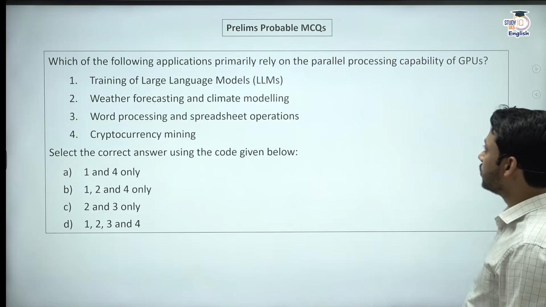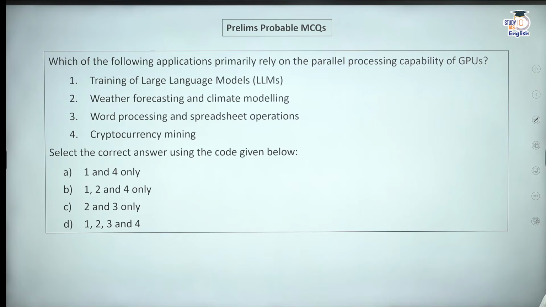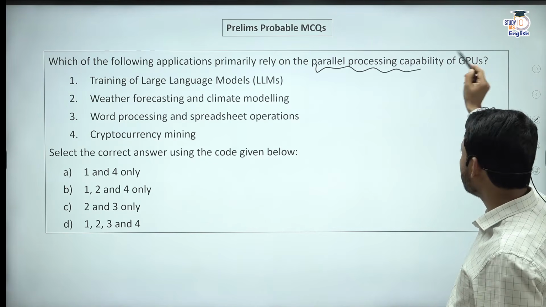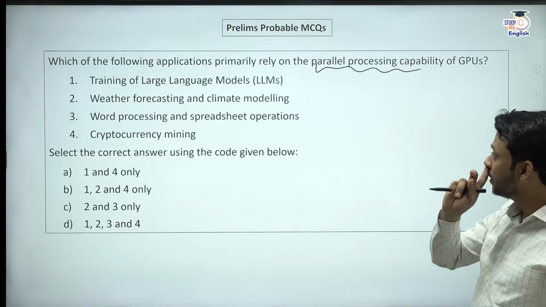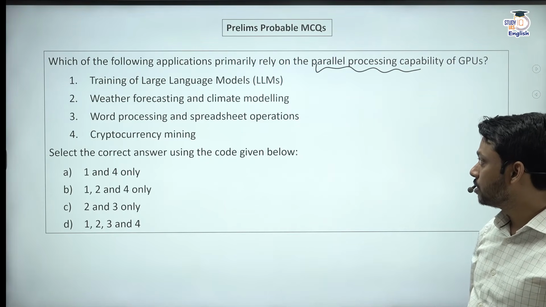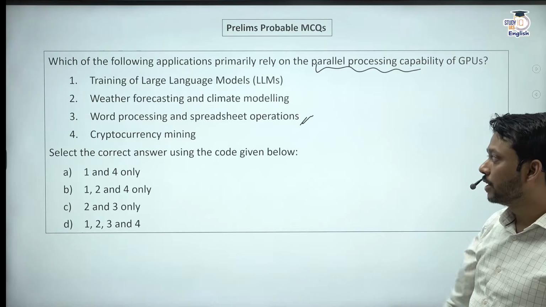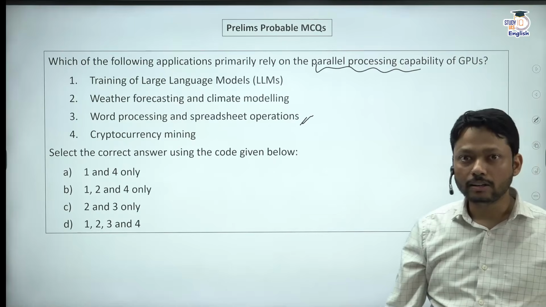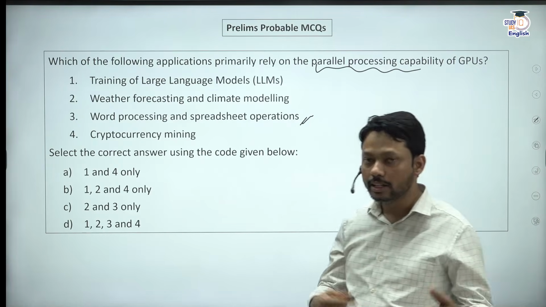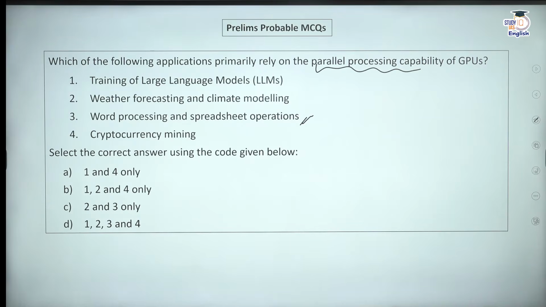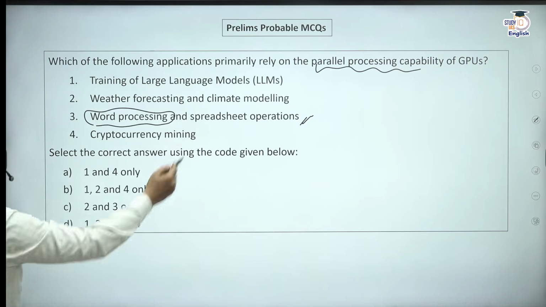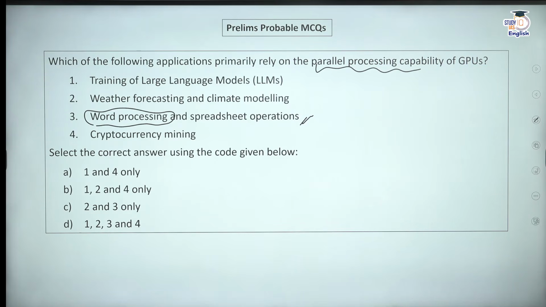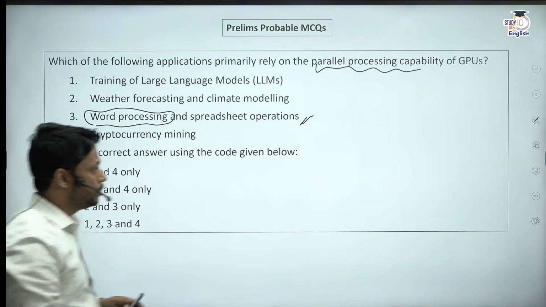Which of the following applications primarily rely on the parallel processing capability of GPU? LLM model training, weather forecasting, word processing and spreadsheet operations, cryptocurrency mining. Well, spreadsheet operations may not be repetitive. The data that you're using every day will change and the calculations will change. Word processing is not repetitive. To some extent, spreadsheet operation could be, but word processing is not. So this has to be removed. I think the answer should be B.